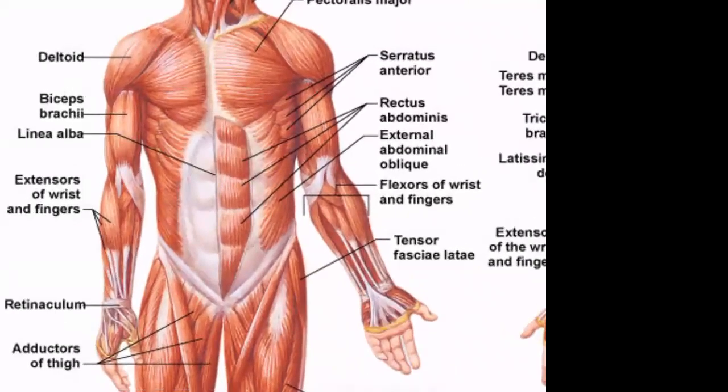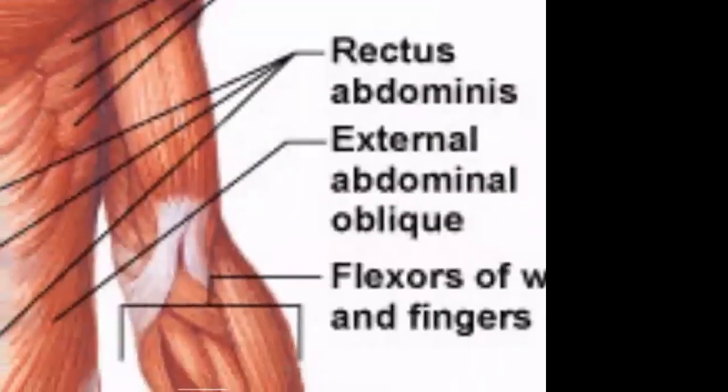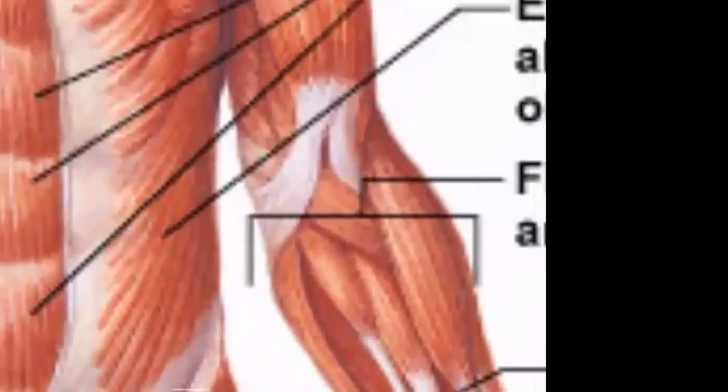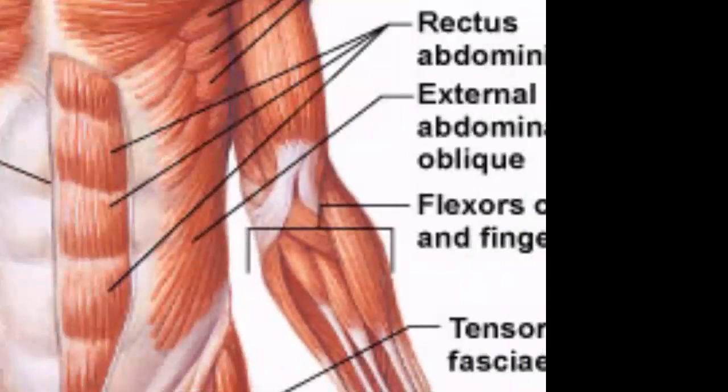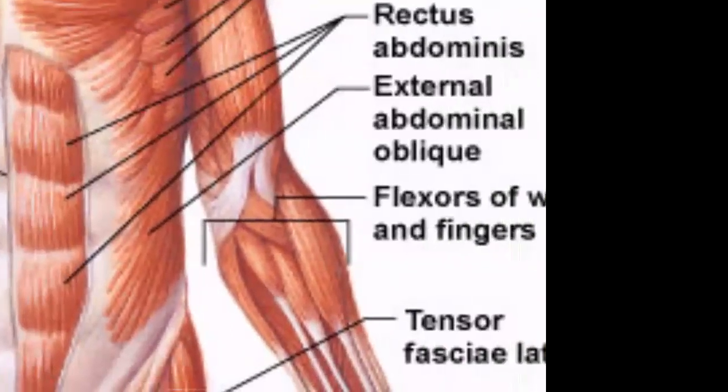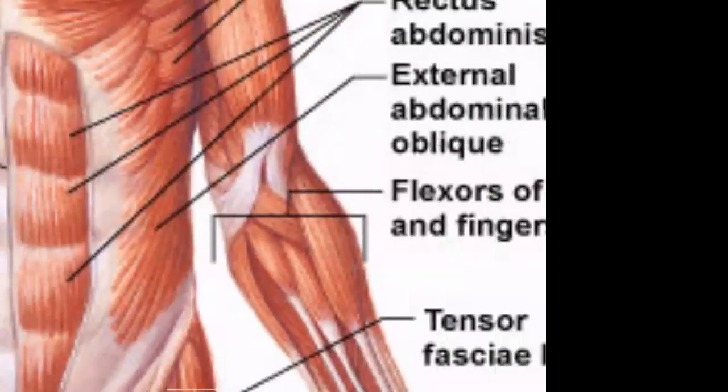The external abdominal oblique muscles: external because they're towards the outside, the ones here; abdominal because, well, they're in the abdomen; and oblique because they run at a diagonal. In this case, they go diagonally downwards. If you were to peel them backwards, right underneath them, what you would find are internal abdominal oblique muscles, which are also at an angle, but they run kind of upwards. So the angles are opposite.